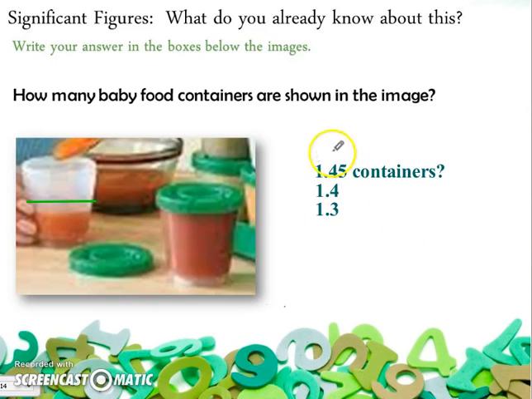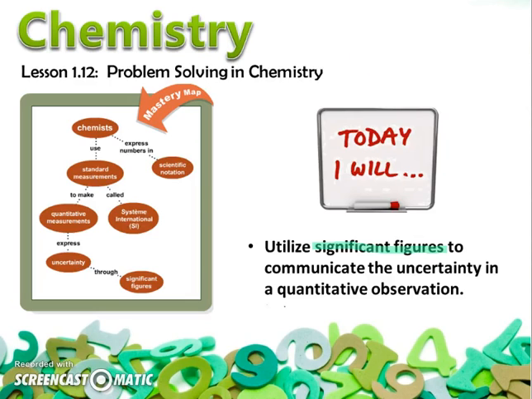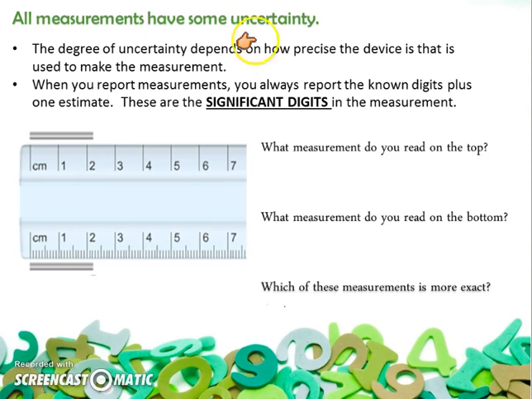And this number we're guessing is important, because if we were to say there's just one container of baby food, that would be totally wrong. And if we said there were 2, that would also be totally wrong. So we're making a guess at that tenths place, whether it's a half or a third or a fourth or a quarter, we don't know. But because it's our guess digit, it is significant. That's what we're talking about with significant figures.